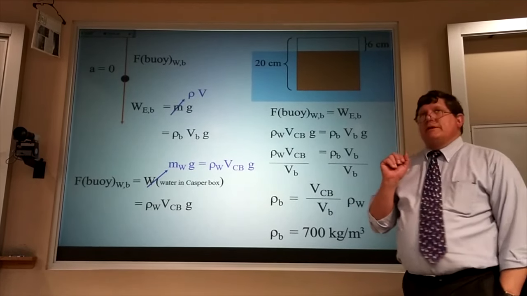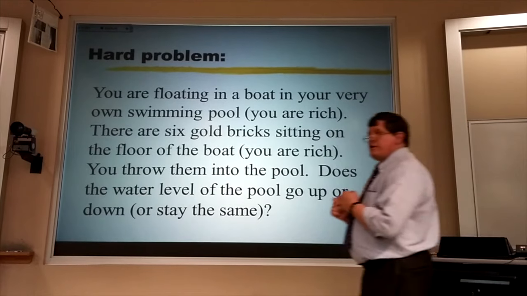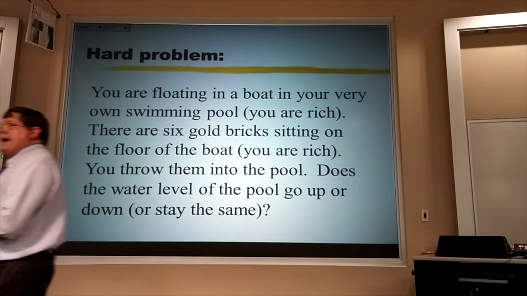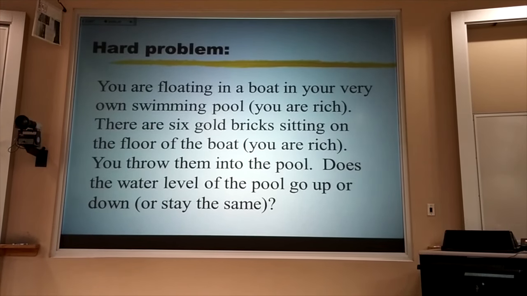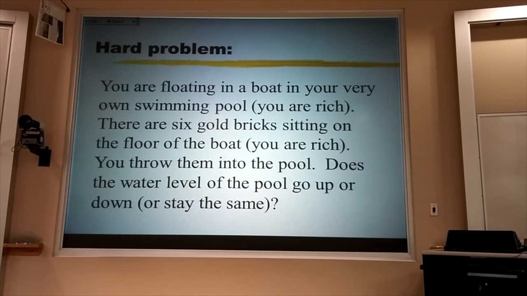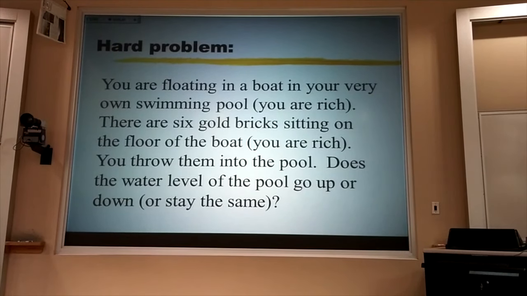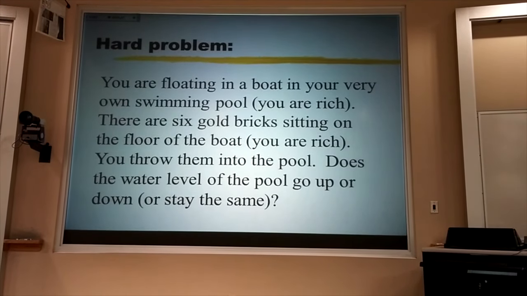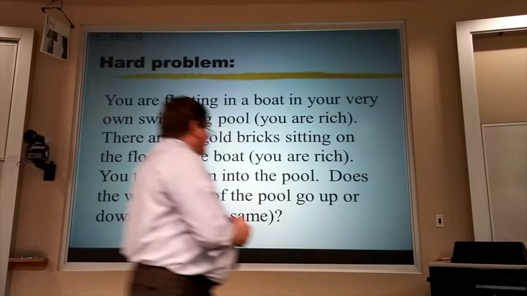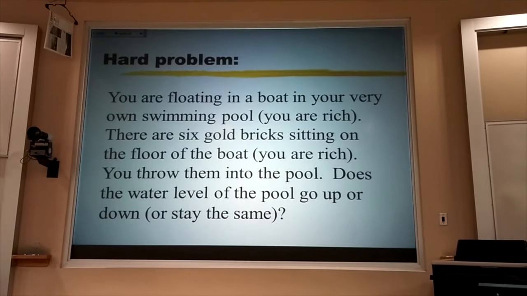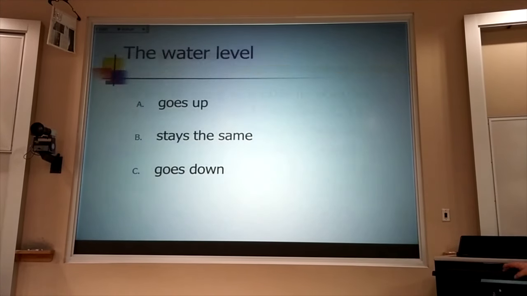We have 2 minutes. Let me give you this difficult question. You're floating in a boat in your very own swimming pool, you're rich, and in the boat with you are 6 bars of gold. You are very rich. You reach outside the boat with a marker and you mark the level of the water on the side of the pool. And then you, one at a time, take the bricks of gold and drop them into the pool. They go down to the bottom of the pool. Does the water in the pool go up above that mark you made with the marker? Does it go down below, or does it stay the same?